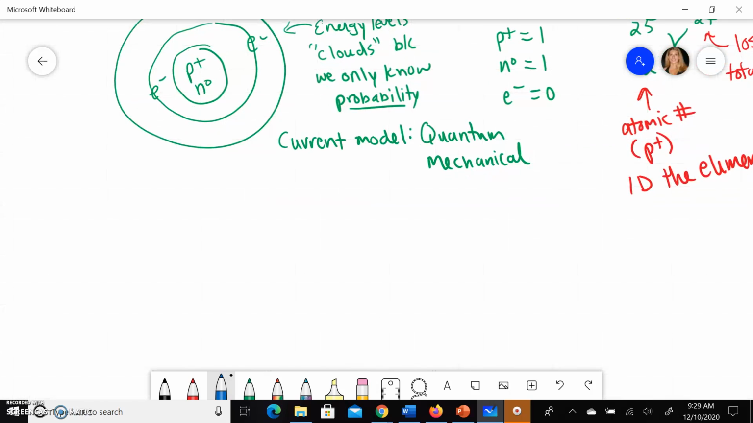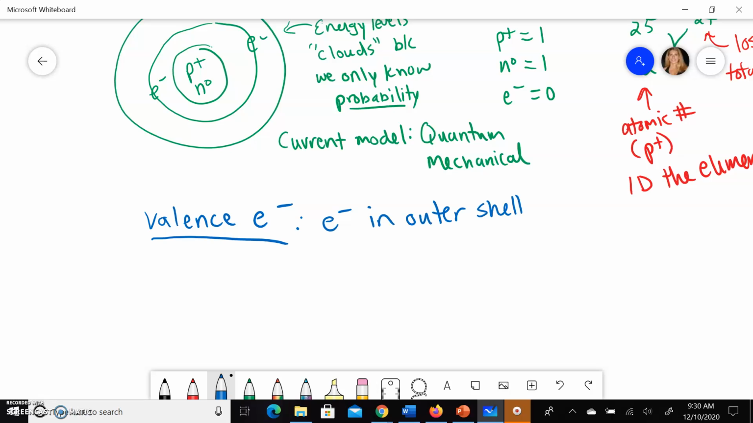The next thing you need to know are some vocab words. We're going to start with valence electrons. Valence electrons are the electrons in the outer shell, and they're really the only ones we care about because they're the only ones that can be traded and shared and transferred during chemical reactions. So the reason that these are important is that they determine the chemical and physical properties.